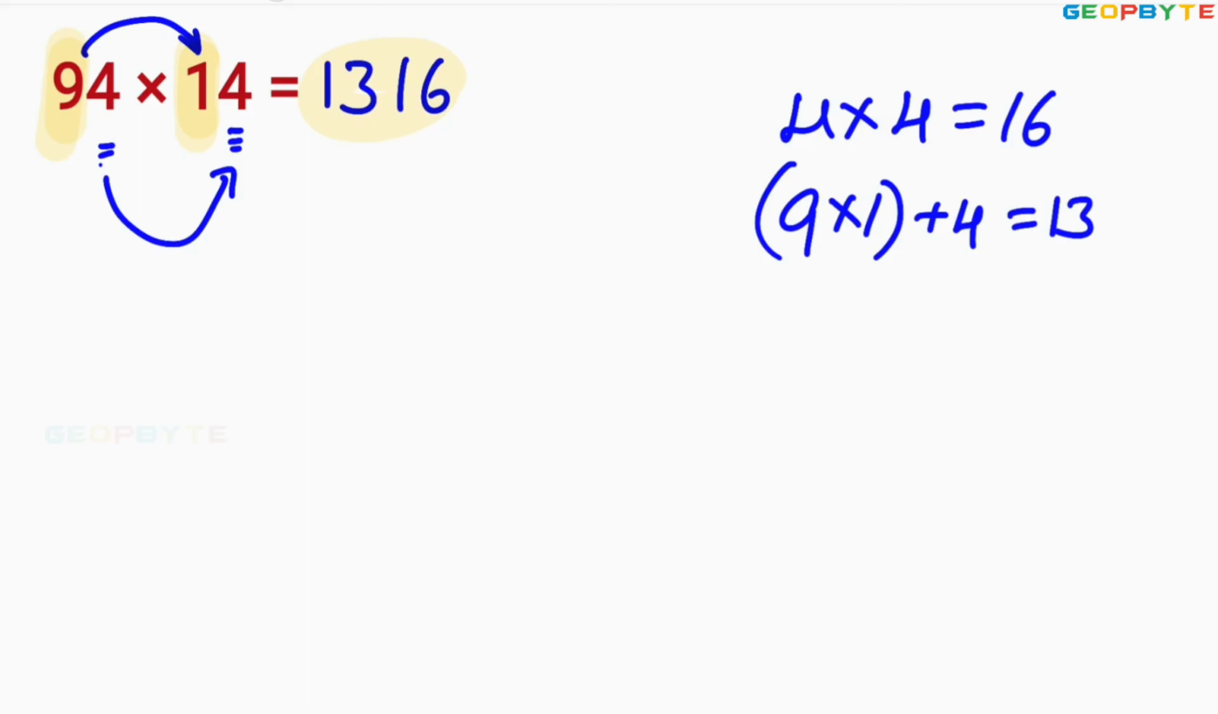Dear friends, I hope you clearly understood. So the conditions for this multiplication is: first condition, the ones place digit remains same and sum of the tens place digit is equal to 10.